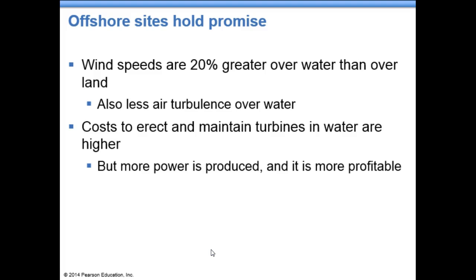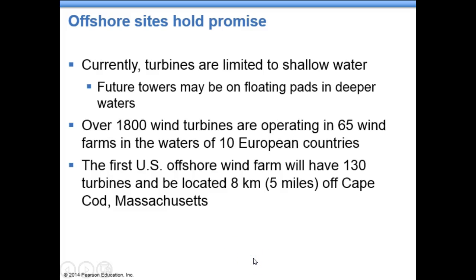The wind farms currently are limited to shallow water. The towers are sunk into sediments, and they're using kind of a tripod configuration to hold them in. In the future, they are looking to place turbines in deeper water, and they would put these on floating rafts or pads that are anchored to the sea floor.